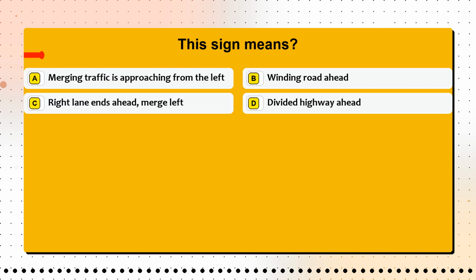Question 26. This sign means? Here are the options. Option A. Merging traffic is approaching from the left. Option B. Winding road ahead. Option C. Right lane ends ahead, merge left. Option D. Divided highway ahead.